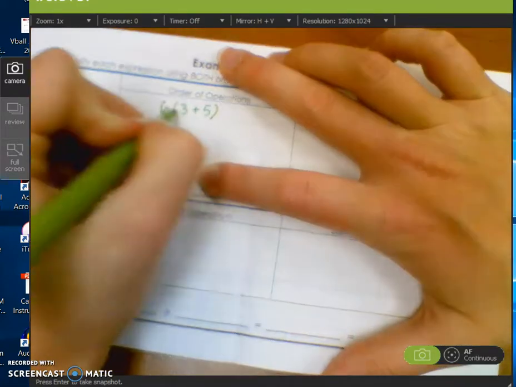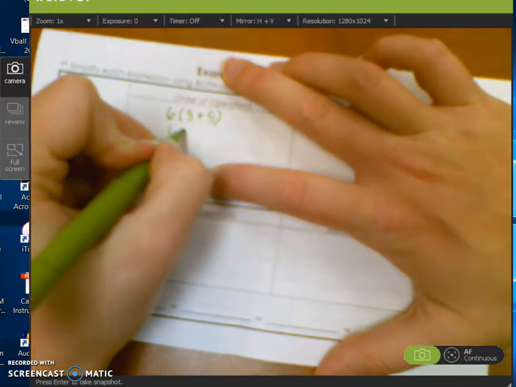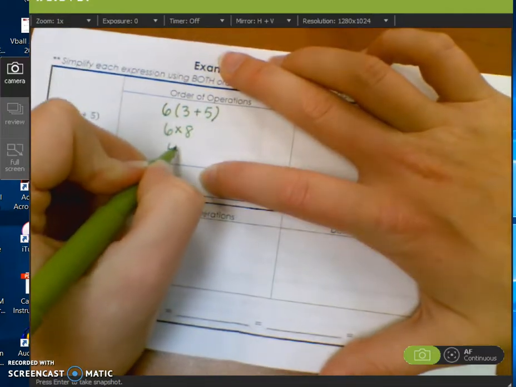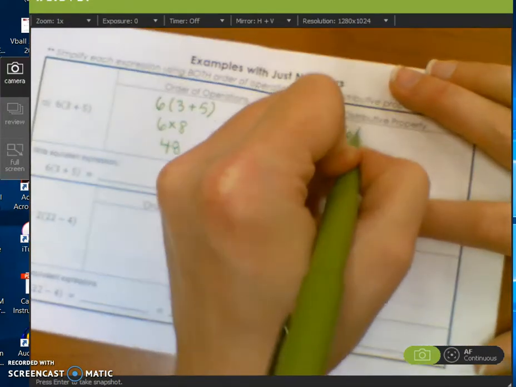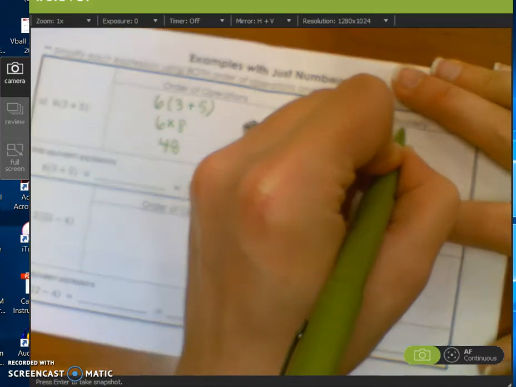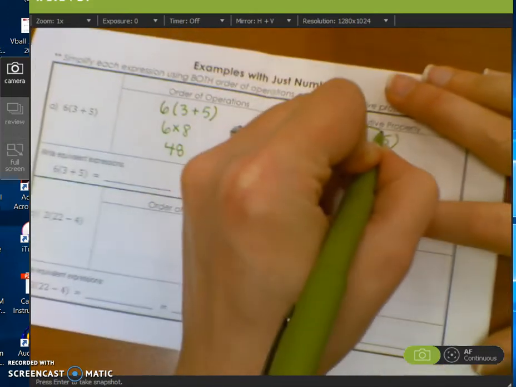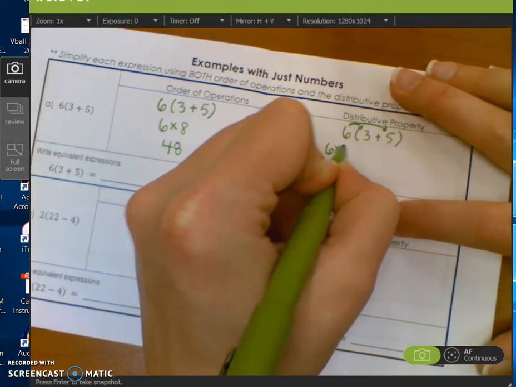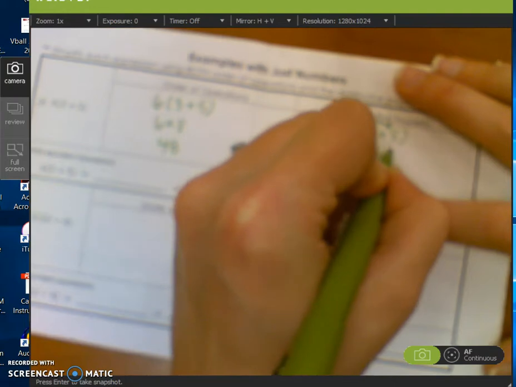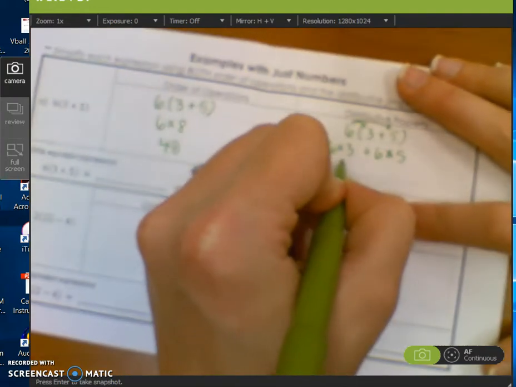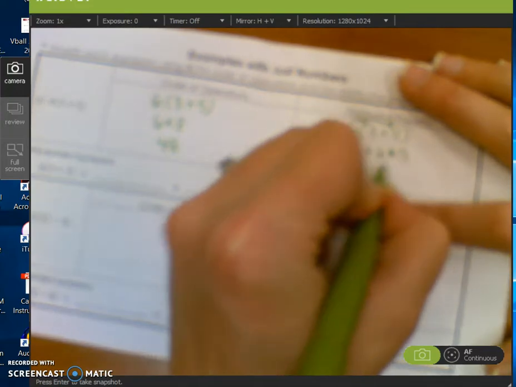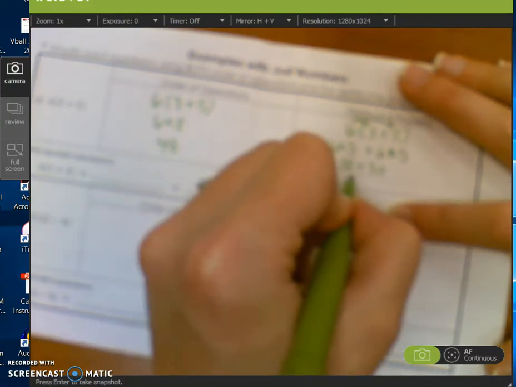We always know order of operations tells us to do parentheses first, and then we can multiply to get 48. We can use the distributive property, which says we're going to take the outside number and multiply it by everything on the inside. So 6 times 3 plus 6 times 5. And 6 times 3 is 18. 6 times 5 is 30. And when I add the two together, I get 48.